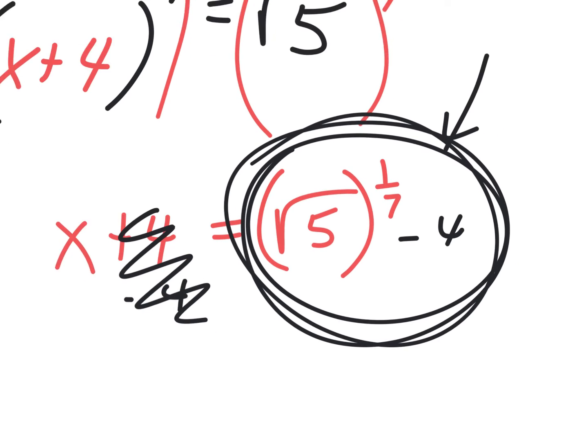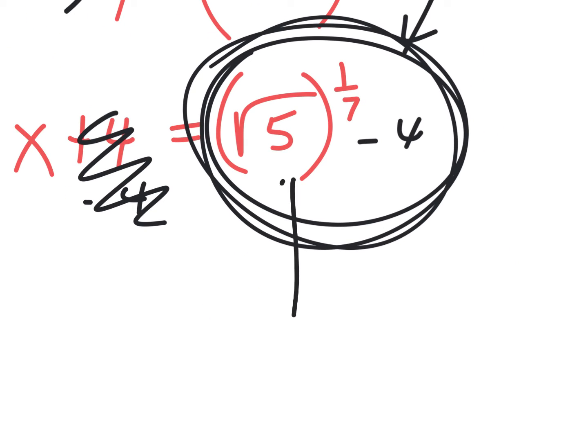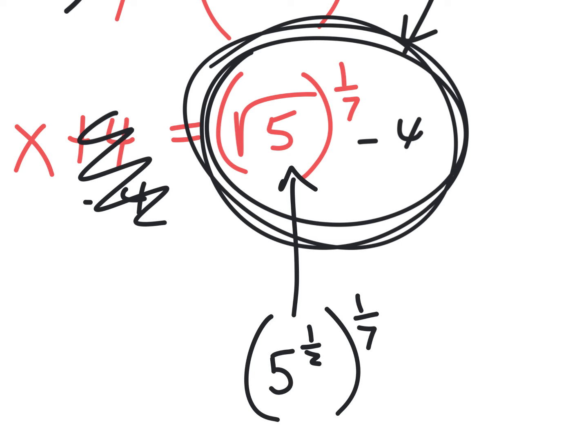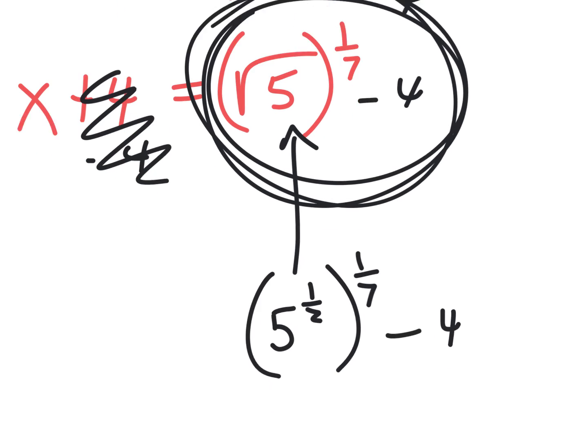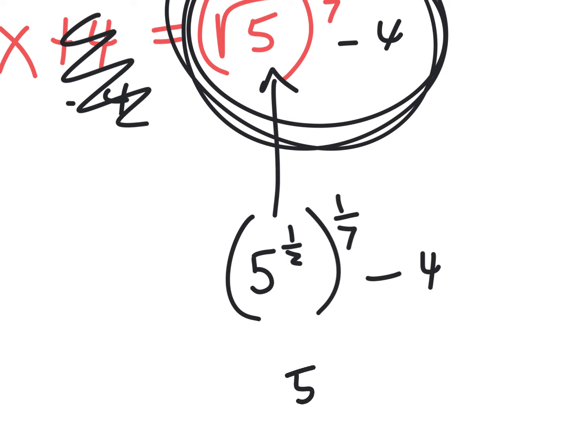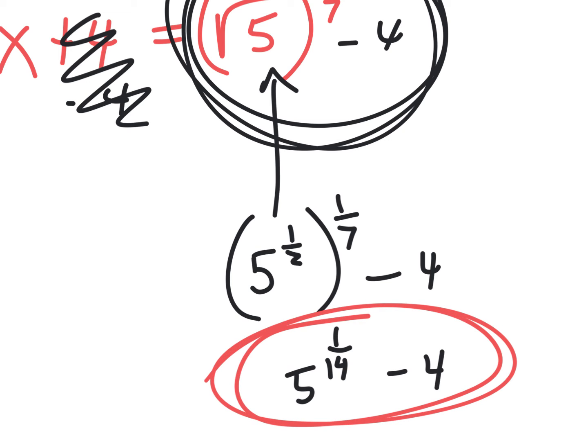Last thing I'll do is for the extra smart kids: square root of 5 is really 5 to the 1/2 power, which is then put to the 1/7 power. And then I subtract 4. That's the same as 5 to the 1/14 power minus 4. That would be the simplified final answer. Okay, that went a little beyond what we have to do today, but I'm just trying to show you kind of where we're going and why logs are related to exponents.